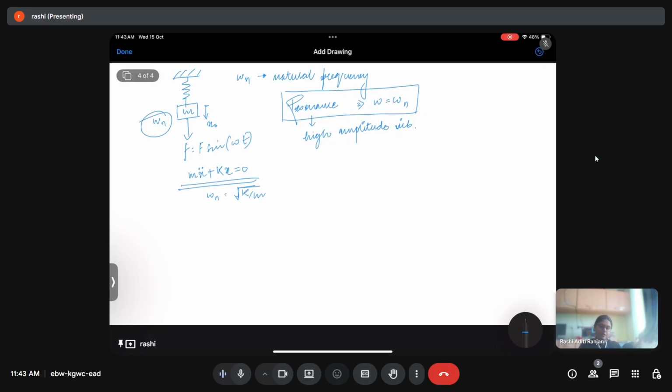Natural frequency was under root of k by m. Okay, so if it was under root of k by m, then where is the difficulty? Because it's a simple system. What if I have a complex system? Then there were other ways that we discussed about finding the natural frequency.